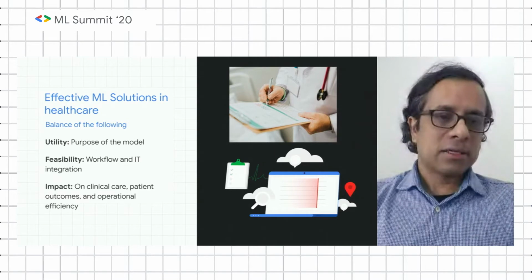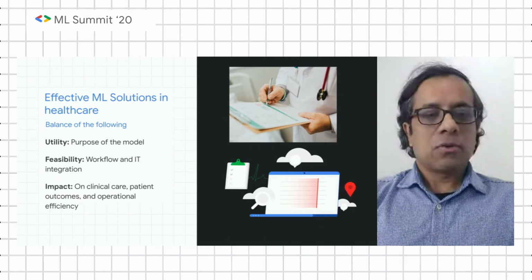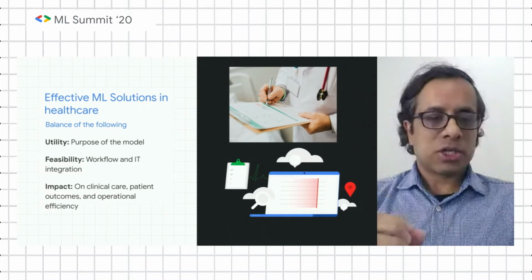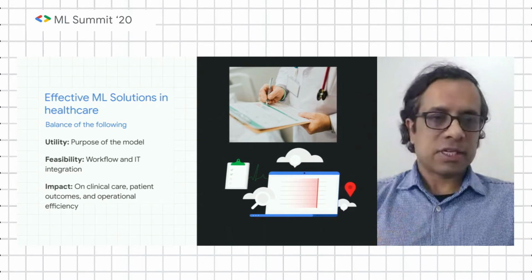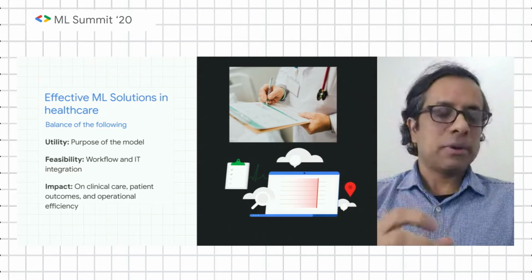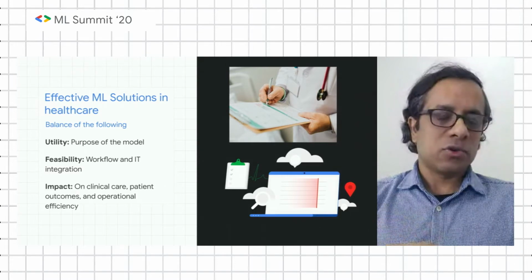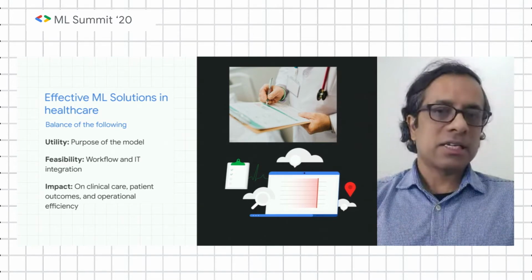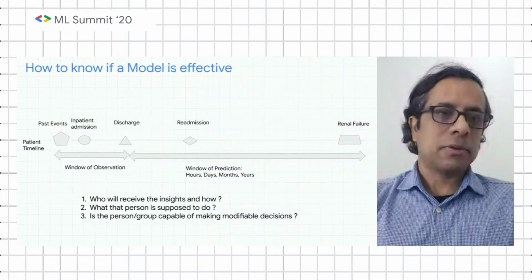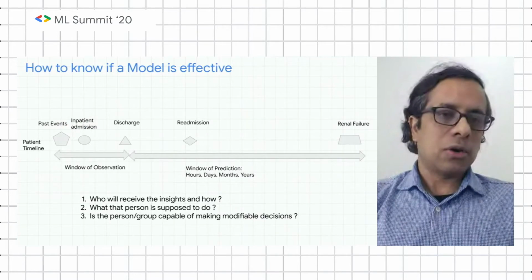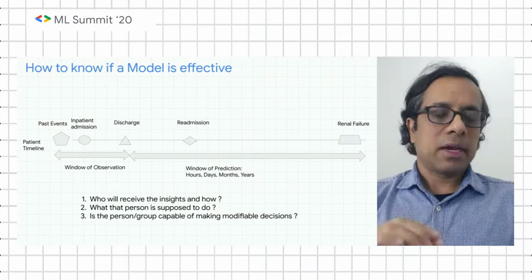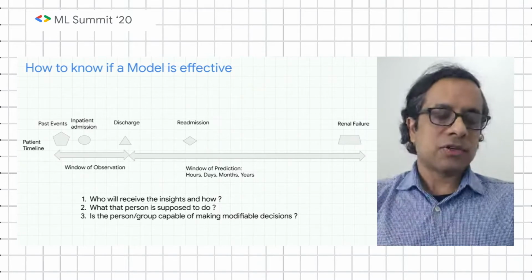Lastly, impact. We have to think about impact either on clinical care or patient outcome, and operational efficiency. The combination of these three can decide whether an ML solution would be effective in a healthcare setting. So now let's give a concrete example of how to know if a model will be effective in helping the clinicians or administrators.